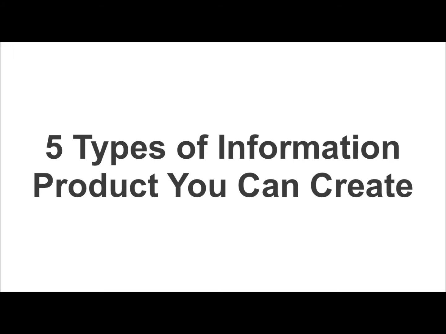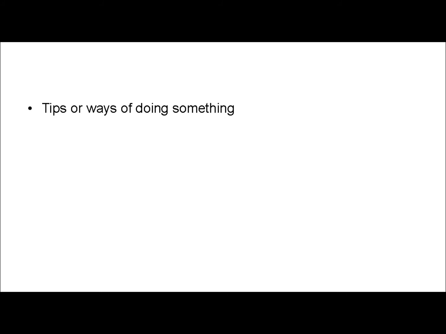So there you go. These are some very useful ways that you can research hot topics and then create a product about. In this video, I want to tell you about 5 types of information product that you can create, and you can create these very quickly and very easily. Now, the first type of information products are tips. Tips or ways of doing something.